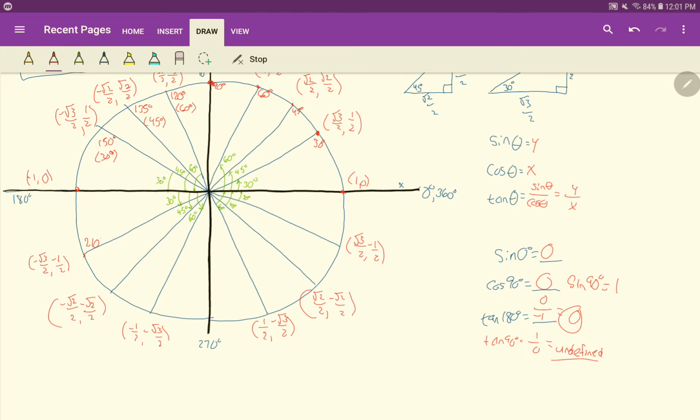Okay, so this is 210 degrees. This is 225 degrees. Okay, this is 240 degrees. This is already the 270. You can see right there. Excuse me, this is 300 degrees. This is 315 degrees, and this is 330 degrees.